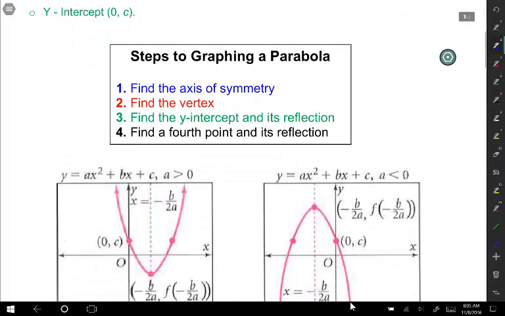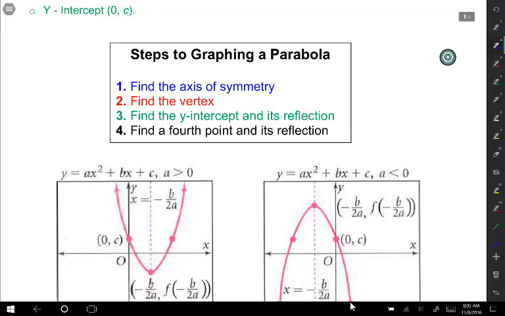Here are the steps that we talked about. We're going to first find the axis of symmetry. Second, we're going to find the vertex. Third, we're going to find the y-intercept and a reflected point. And then lastly, we're going to choose a point and find the reflection of that one.